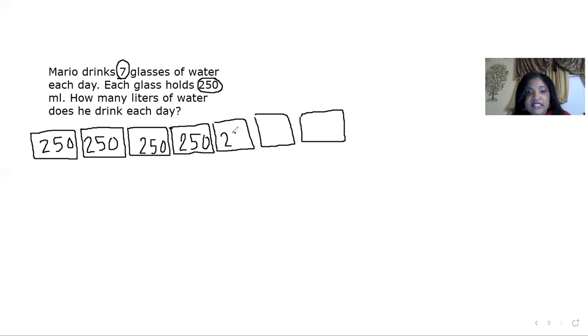So all of these glasses have 250 milliliters of water. We know this because it says each glass has 250 milliliters, but we actually need to find how many liters of water. So there's a little conversion happening here. The first thing we will do is very similar to what we did for the first problem. We can add 250 seven times, or we can do 250 times 7, which is the easiest way to go.